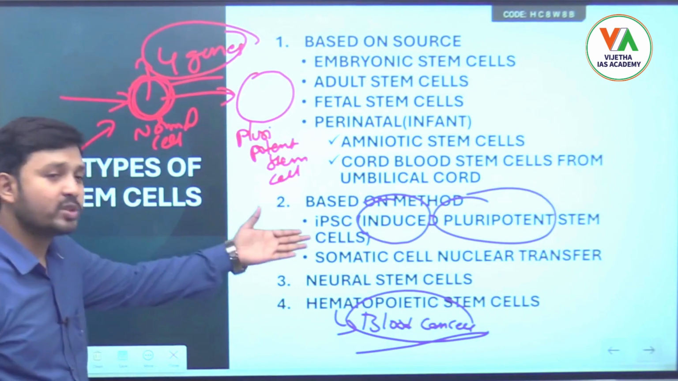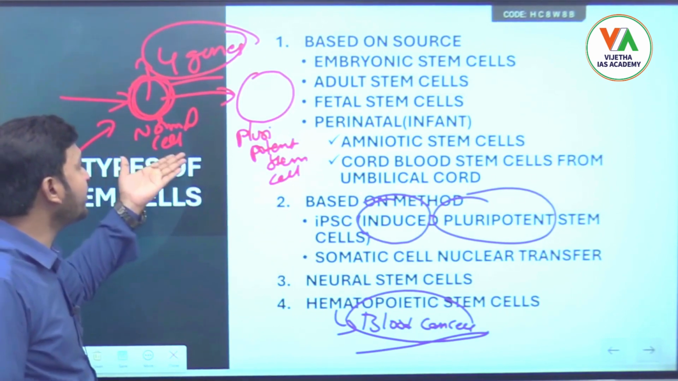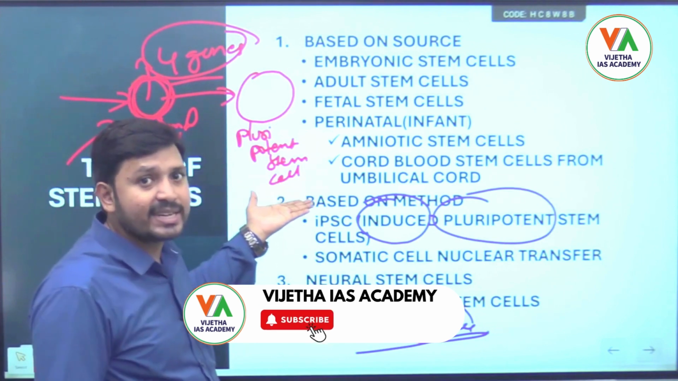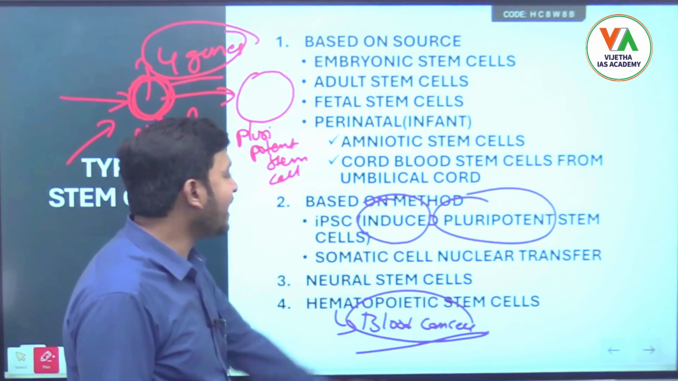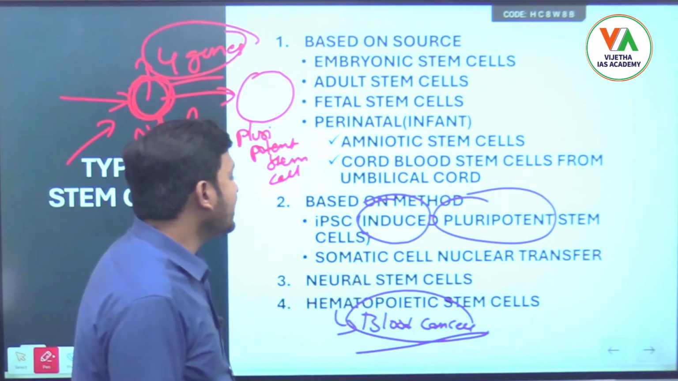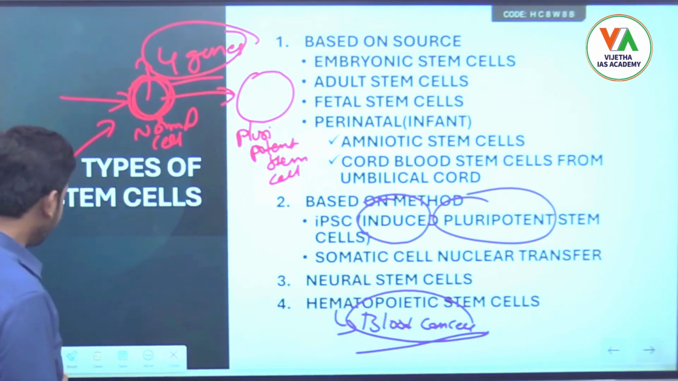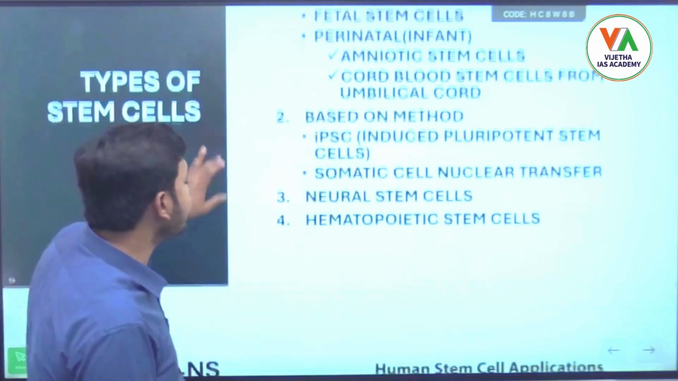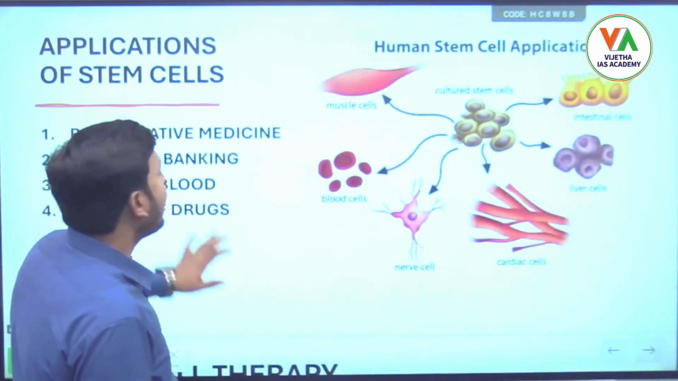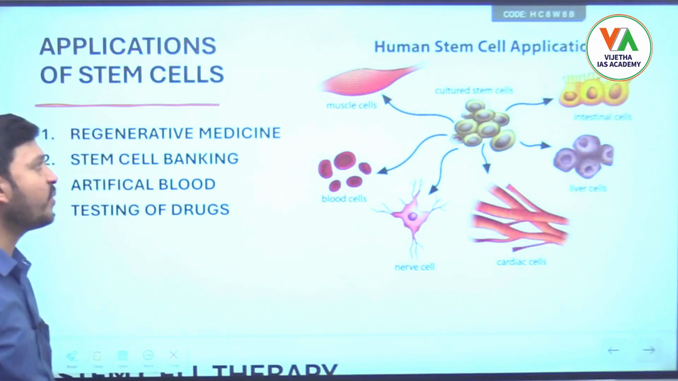Is it clear? This is induced, because we are inducing something into a normal cell so that it acts as a stem cell. This is the induced pluripotent stem cell. Then there are somatic cell nuclear transfer, neural stem cells, and hematopoietic stem cells. India has allowed these for treating different types of cancers. Is it clear? And these are some of the applications which we have already discussed.